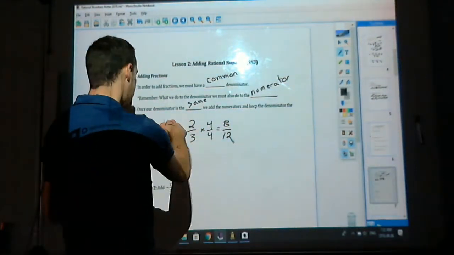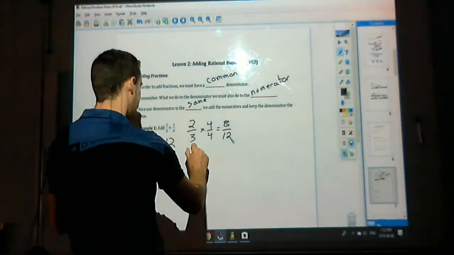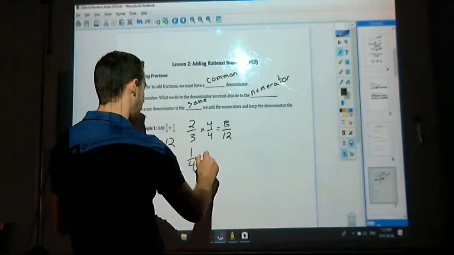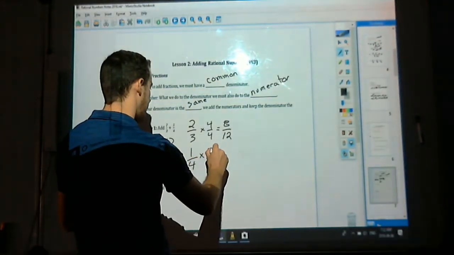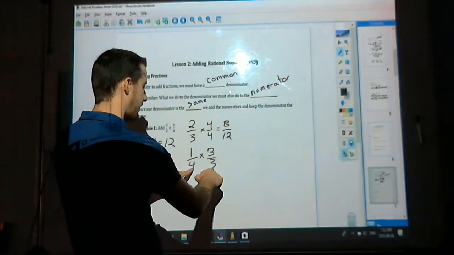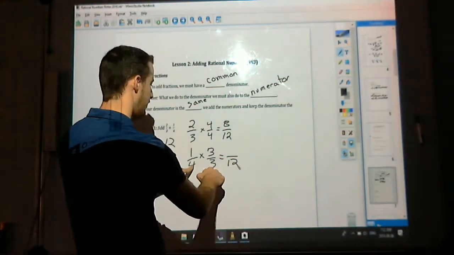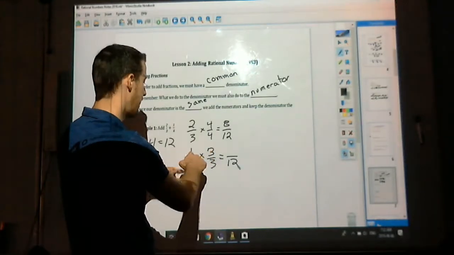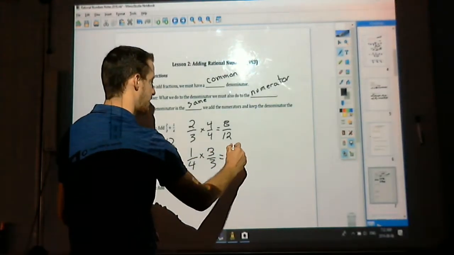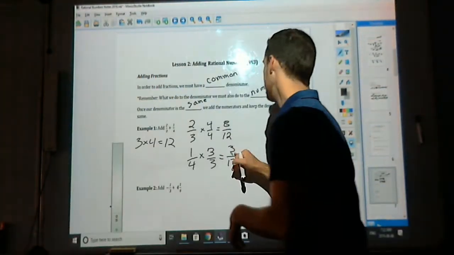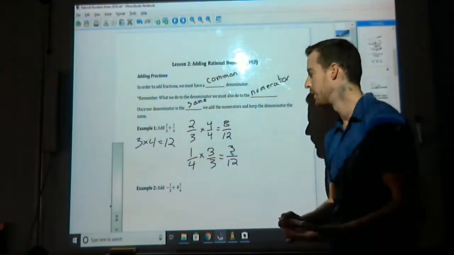Now we can do it to our next fraction. We end up with 1 over 4 times 3 over 3, because we want to get this number to 12. We do it to the bottom, do it to the top. So 1 times 3 is 3. And this is the same ratio again: 3/12 is the same as 1/4.